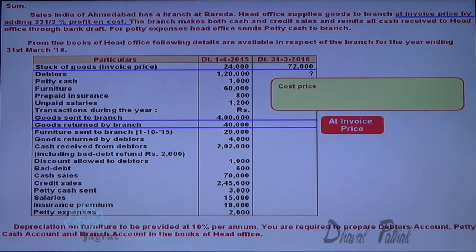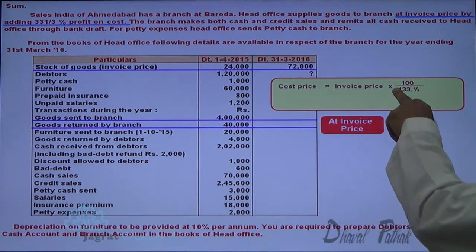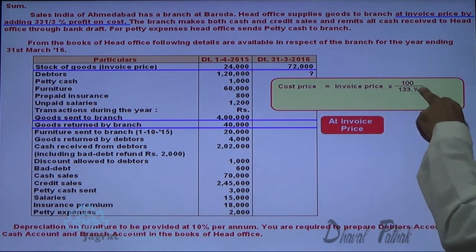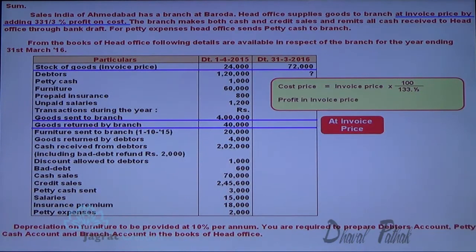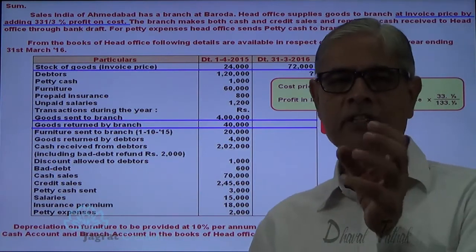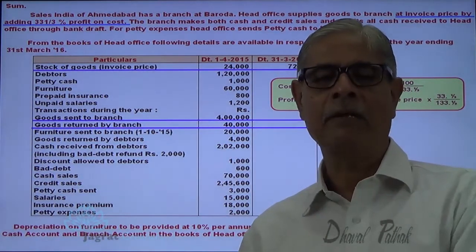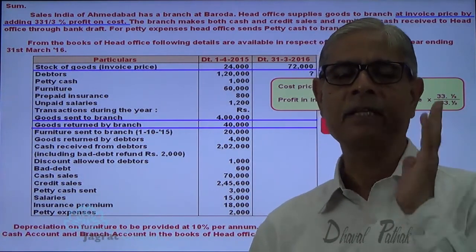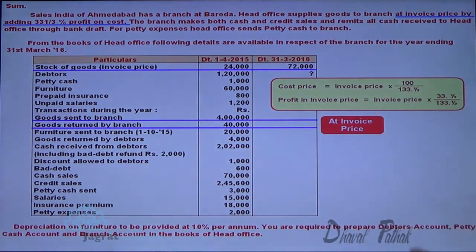Now the cost is 100, profit is 33 and 1/3, so invoice price is 133 and 1/3. If you want to find out the cost, invoice price multiplied by 100 upon 133 and 1/3. So this is 3/4. And if you want to find out the profit element, then invoice price multiplied by 33 and 1/3 upon 133 and 1/3. So this is 1/4, this is 3/4. So invoice price constituents are: 1/4 is the profit element and 3/4 is the cost element. That's an important point that students should understand on the basis of this explanation.